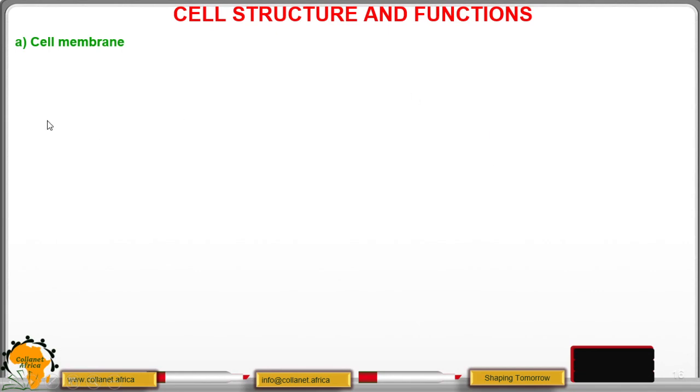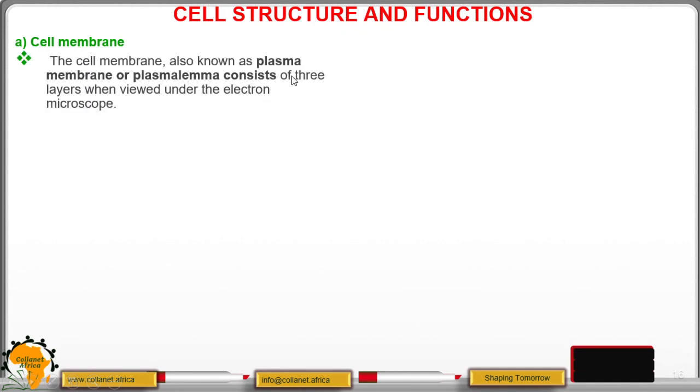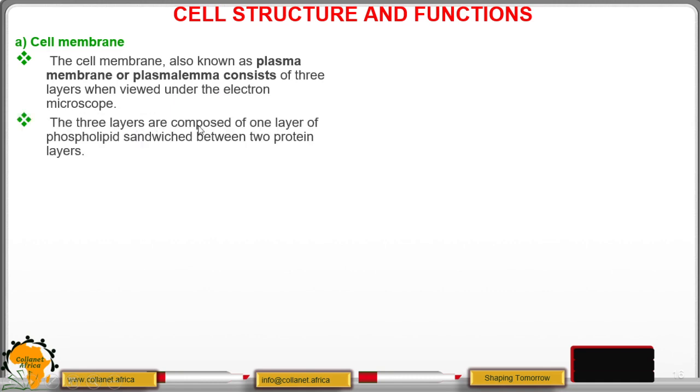So what are these organelles found in the cells of plants and animals? First, we have the cell membrane, also known as the plasma membrane or plasmalemma, and it contains 3 layers when viewed under the electron microscope. One layer is the phospholipid, which is sandwiched between 2 protein layers. It is flexible and has pores.